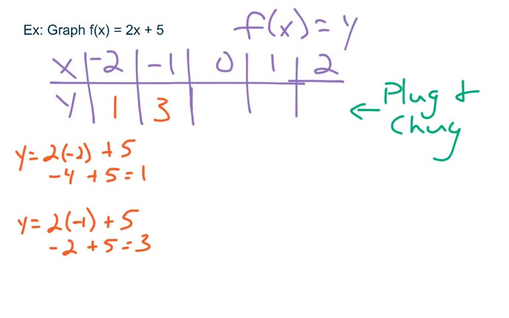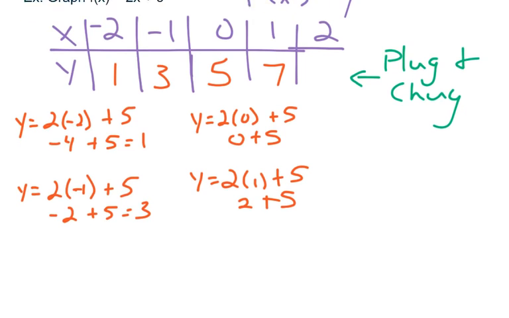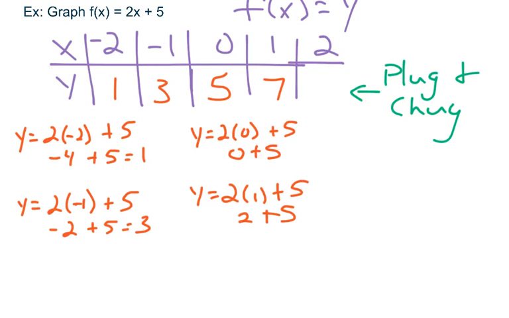Do the same thing with 0. Y equals 2 times 0 plus 5. 2 times 0 is 0 plus 5, which is 5. Do the same thing with 1. Y equals 2 times 1 plus 5. 2 times 1 is 2 plus 5, that's 7. And then we'll just do it off here to the side. Y equals 2 times 2 plus 5. 2 times 2 is 4 plus 5. That would be 9. So we've got our x's and y's.